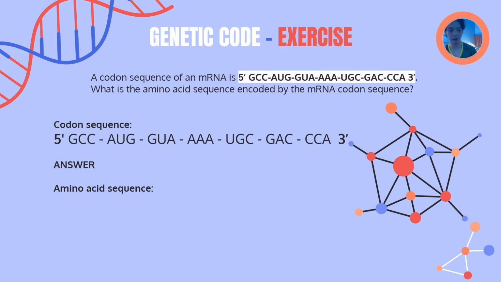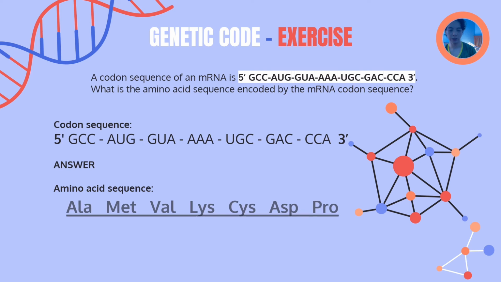So here is another exercise. If a codon sequence of an mRNA is 5'-GCC-AUG-GUA-UGC-GAC-CCA-3', what is the amino acid sequence encoded by the mRNA codon sequence? And the answer here would be alanine, methionine, valine, cysteine, aspartic acid, and proline.